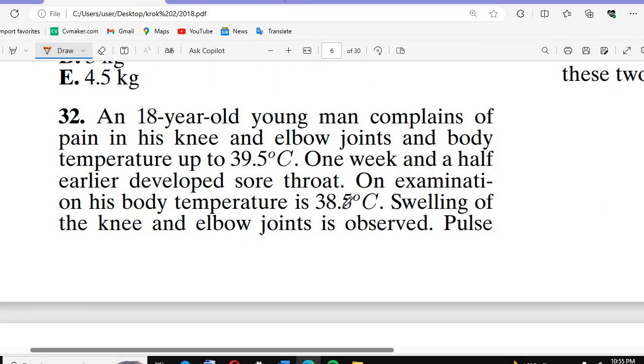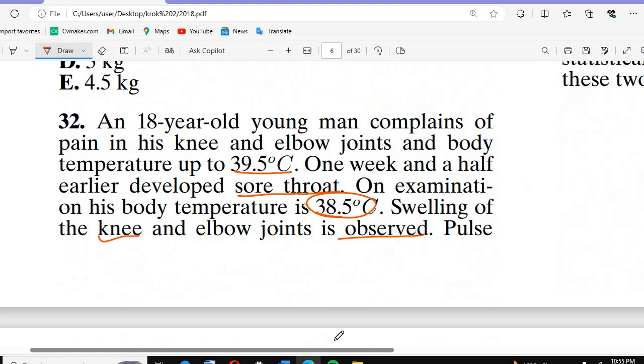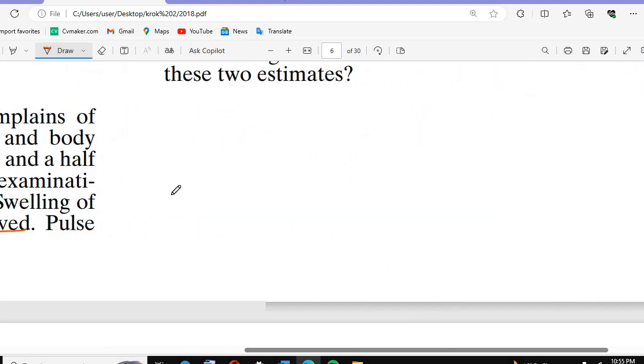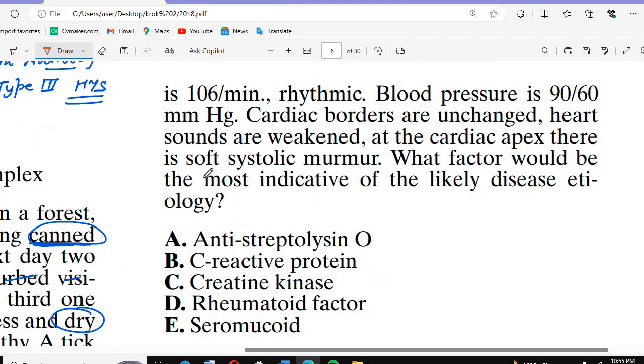Then after that, an 18-year-old young man complains of pain in his knee and elbow joints and a body temperature of 39.1. A week and a half earlier he developed a sore throat. On examination, body temperature is 38.5 degrees Celsius, and swelling of the knee and elbow joint is observed. The pulse is 106 and the blood pressure is 90. At the cardiac apex there is a systolic murmur. What factor would be the most indicative of the etiology?